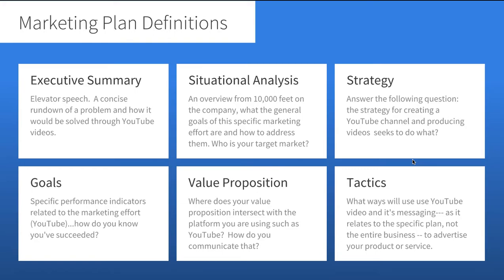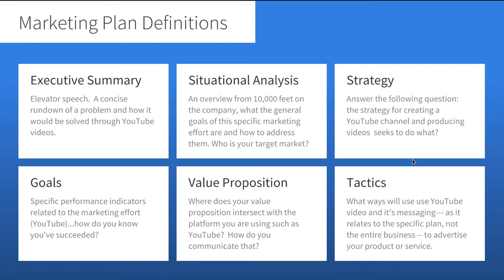So strategy answers the following question. We are creating a YouTube channel and producing video, and it seeks to do what, right? That's what you want to answer, right? You want to tell the person reading the marketing plan why you're creating the YouTube channel and what will happen out of it. The goals should be specific performance indicators. They should be key performance indicators, right? Related to that specific marketing effort. Like with a YouTube channel, how would you know you succeeded? We'll look at some examples on that in a minute.